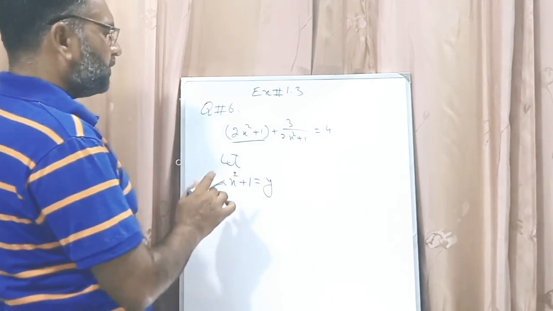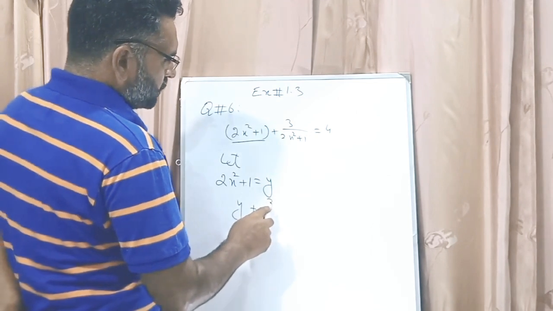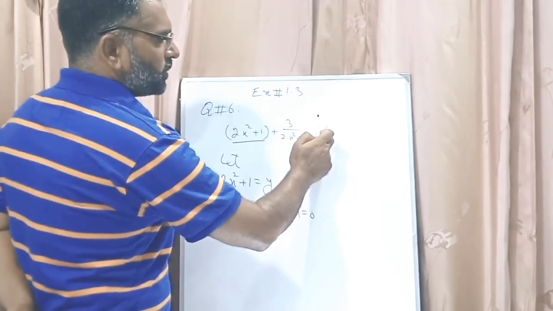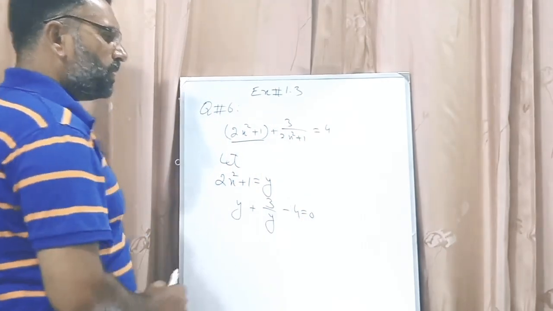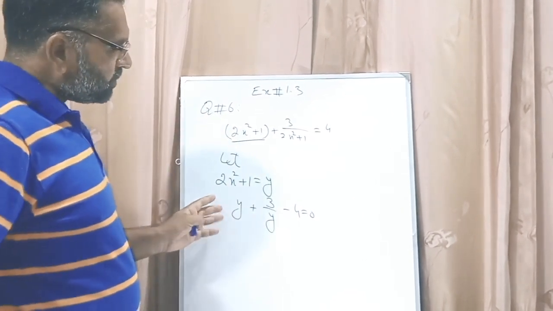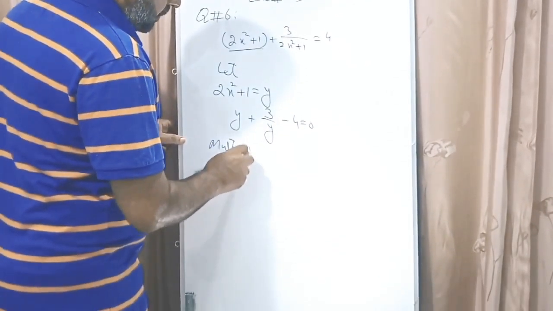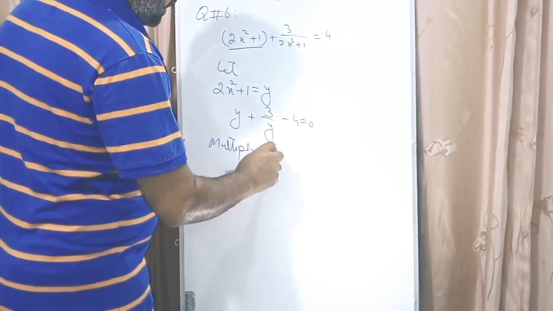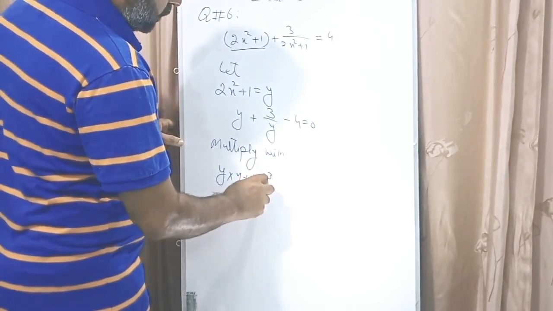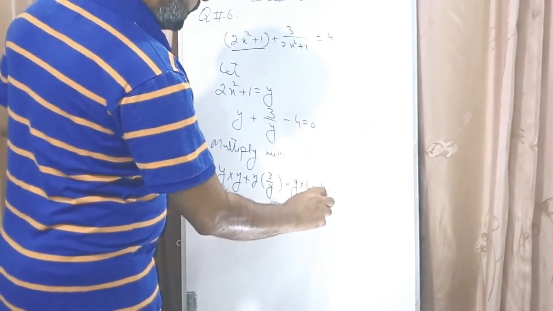Now I am going to put the value of 2x² + 1 as Y, and it will be Y + 3 over Y - 4 = 0, as I have transferred the 4 to the other side and it becomes minus. Now to remove the denominator of the second term, that is Y, I have to multiply all the terms with Y. Multiplying with Y, I get Y into Y plus Y into 3 over Y minus Y into 4 equal to Y into 0.